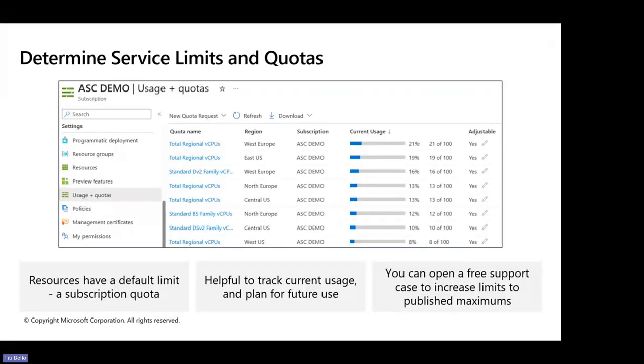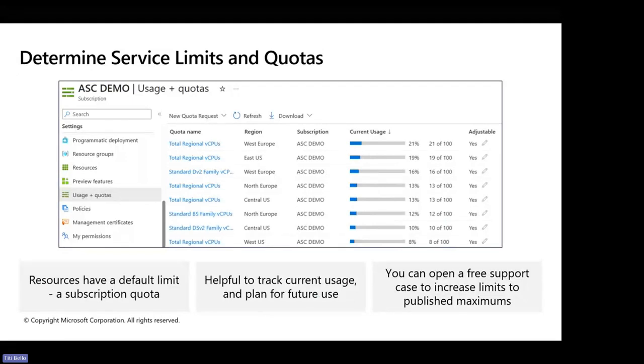Both in number and in percentage. These are adjustable, right? If you exhaust what you are allowed to use, you can actually contact Microsoft to increase it or adjust the quota for you. So resources have default limits. That's on the subscription quota. And then it is helpful to track usage and plan for future use.